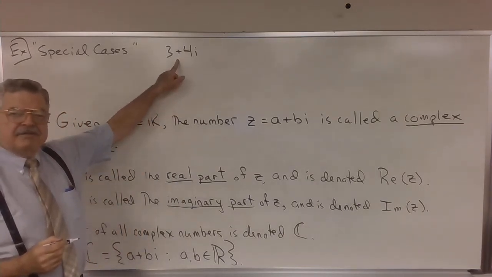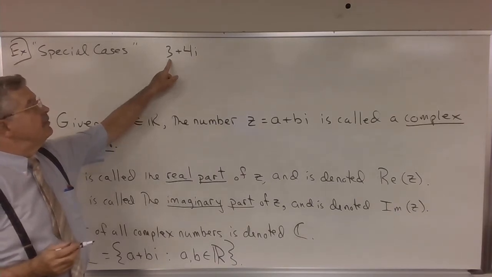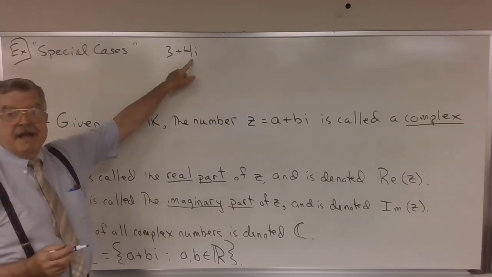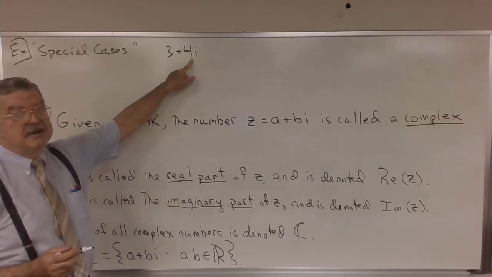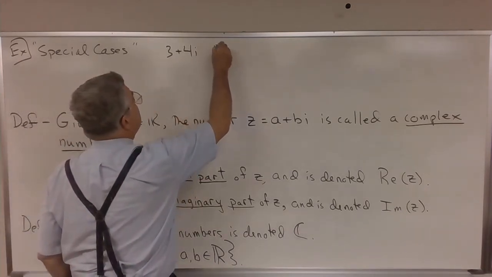Is that a complex number? Well, it's the sum of a real number, 3, plus an imaginary 4 times i, so yep, it's a complex number.